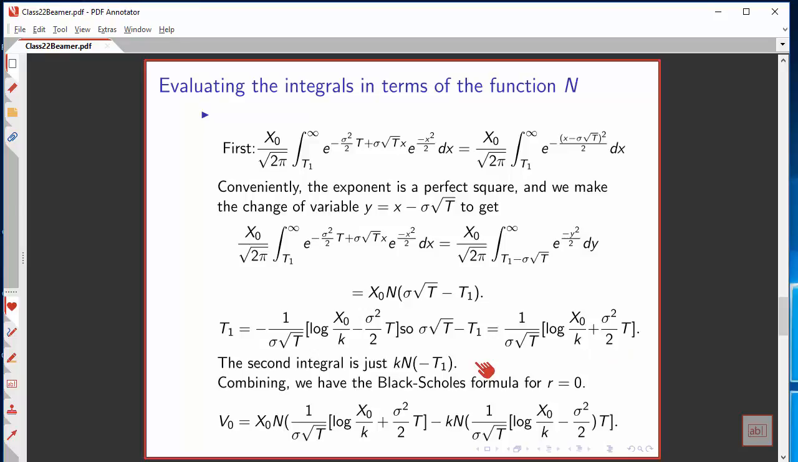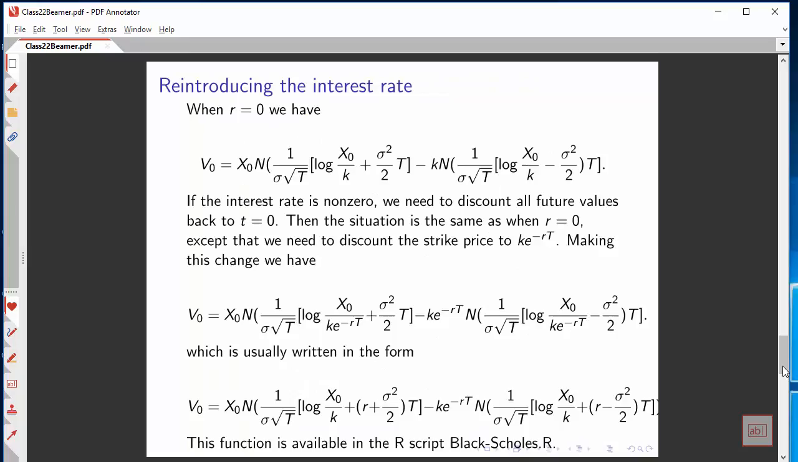The second integral was absolutely straightforward. It was just k times N evaluated for the argument minus t1. We put these together and we have the famous Black-Scholes formula in the special case where the interest rate is equal to 0. How are we going to put the interest rate back in?